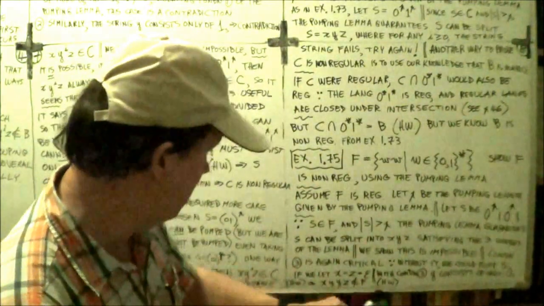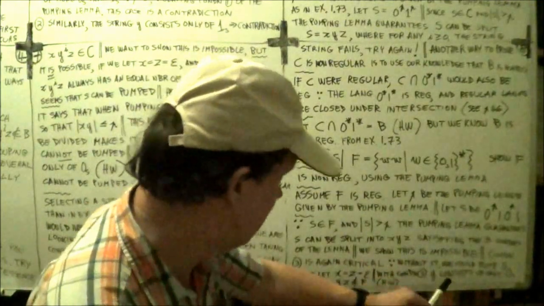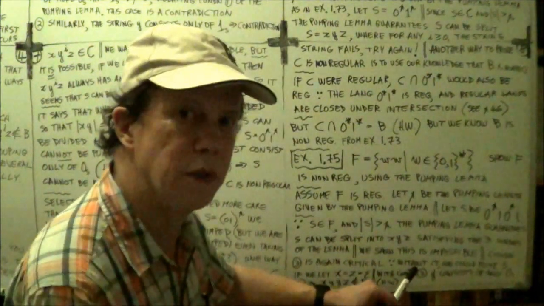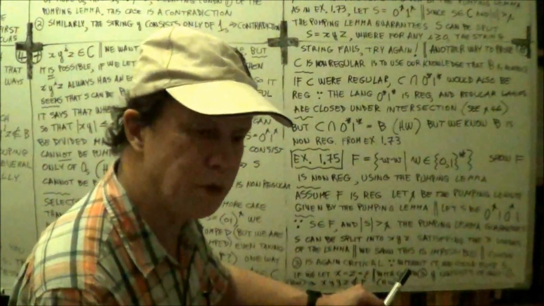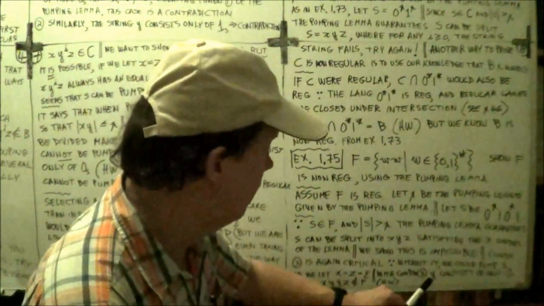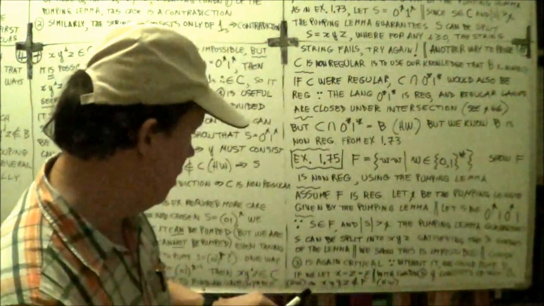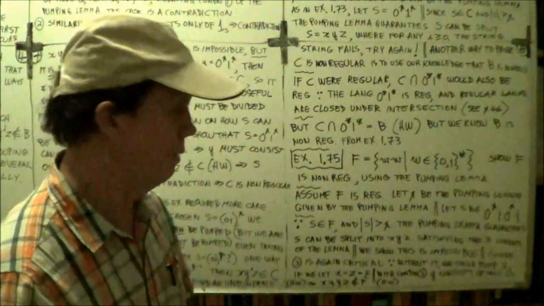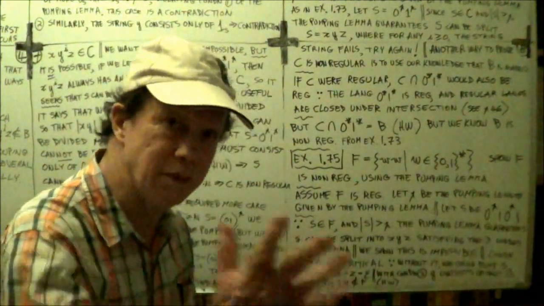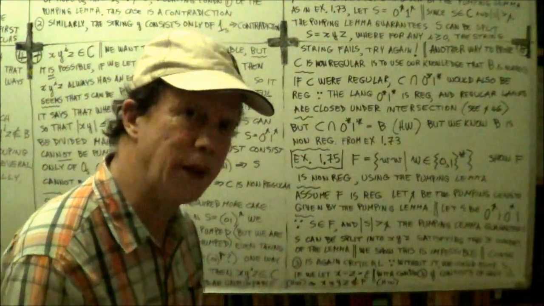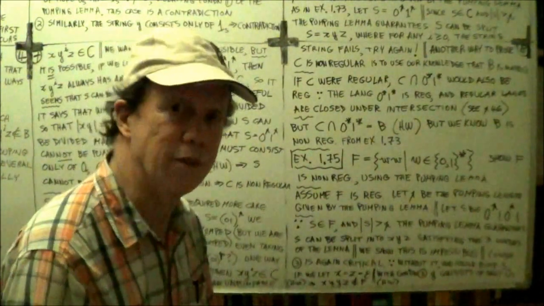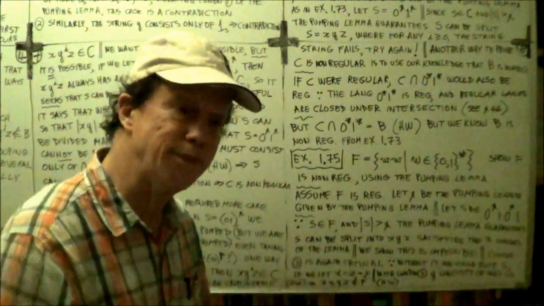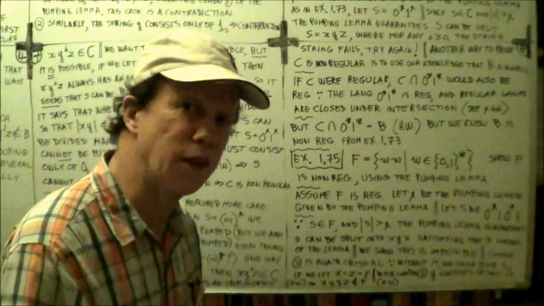Again, using condition 3, in other words, the length of xy is less than or equal to p, the pumping length, your y has to consist only of zeros. Why? Homework for you, something to think about. Maybe it is trivial, maybe I'm just missing it, maybe it's not. I don't know. Fun for you to think about.